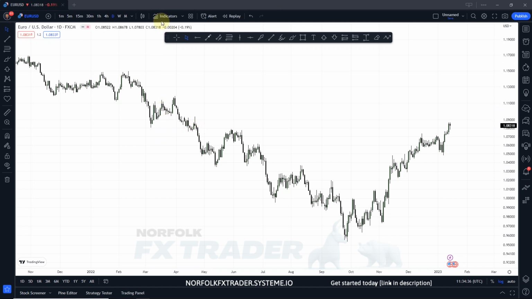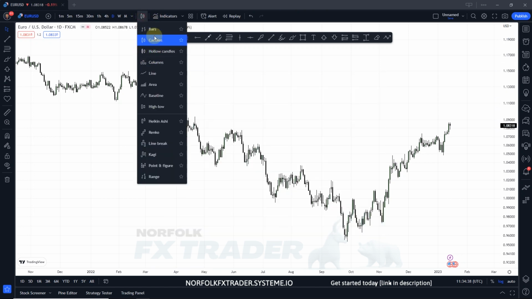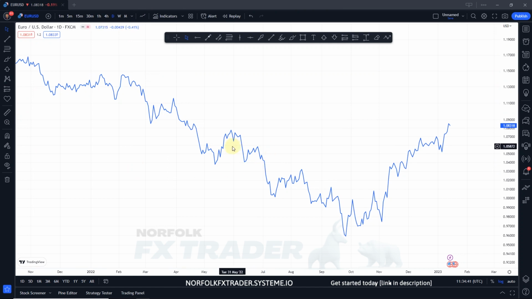So first, we're going to go to a line chart. On a line chart, all we have is the information of price close. We don't have those wicks on the chart. It makes it easier to identify those areas where we see the market breaking structure. The next thing we need to do is mark off those previous lows on the chart.